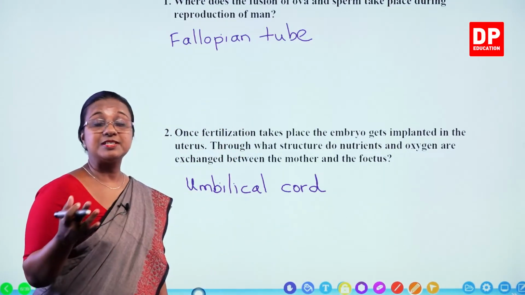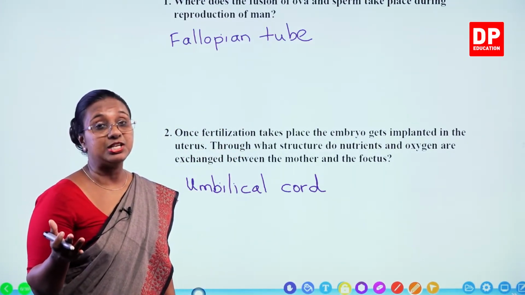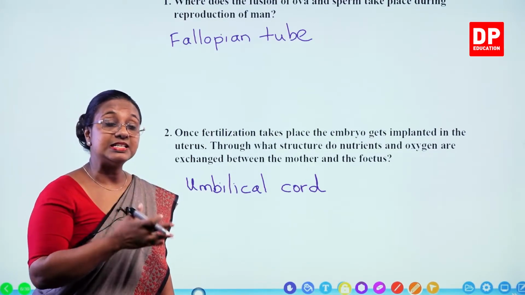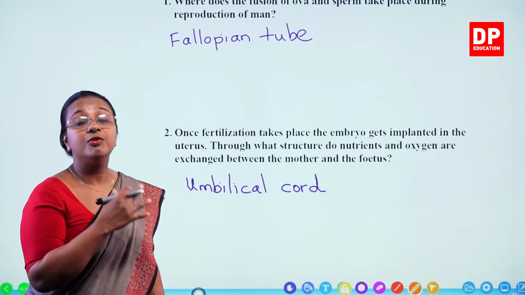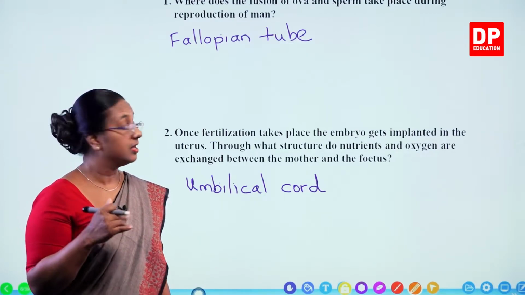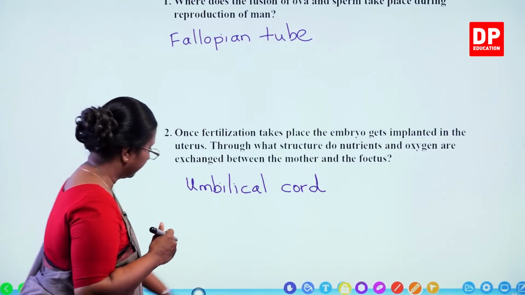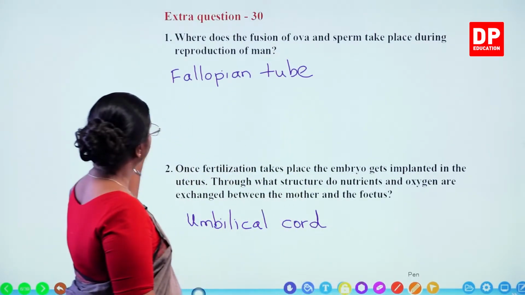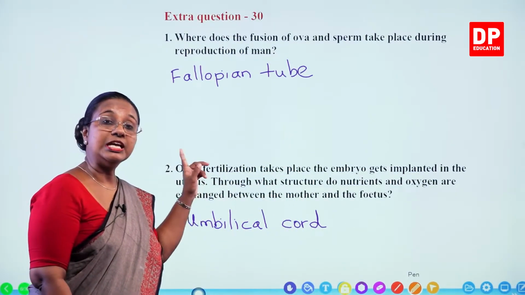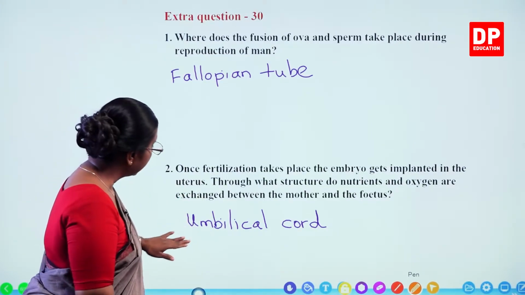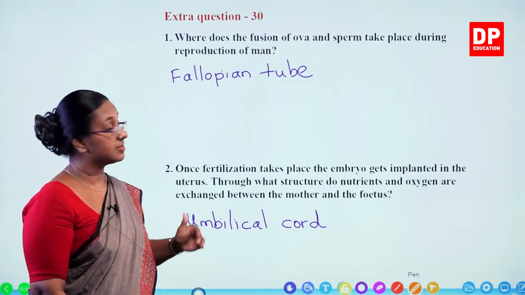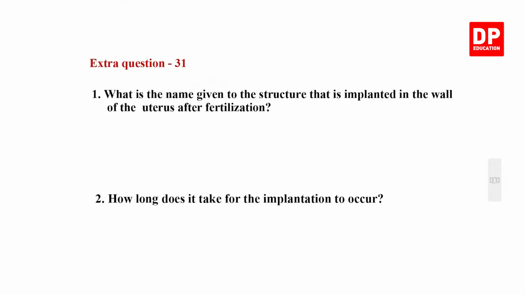The umbilical cord is present in placental mammals, that you all know, that is a feature of placental mammals. The placenta is the one that controls the flow of materials. I am sure you are familiar with that. So, inside the fallopian tube only, the fertilization takes place, and through the umbilical cord, exchange of materials takes place. With that, the next question.